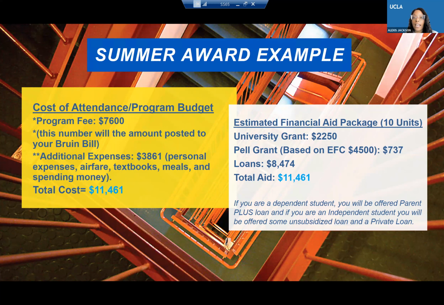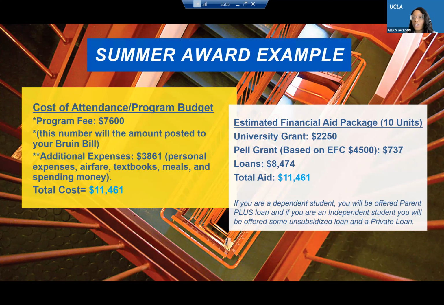So looking at the breakdown of the cost of attendance, or the program budget, the program fee is listed as $7,600. This is the number that's going to be posted to your summer Bruin bill. And then also within the budget, we have some additional expenses that come up to $3,861. These may be personal expenses, airfare, textbooks, meals, and spending money. And the total cost again comes up to $11,461.